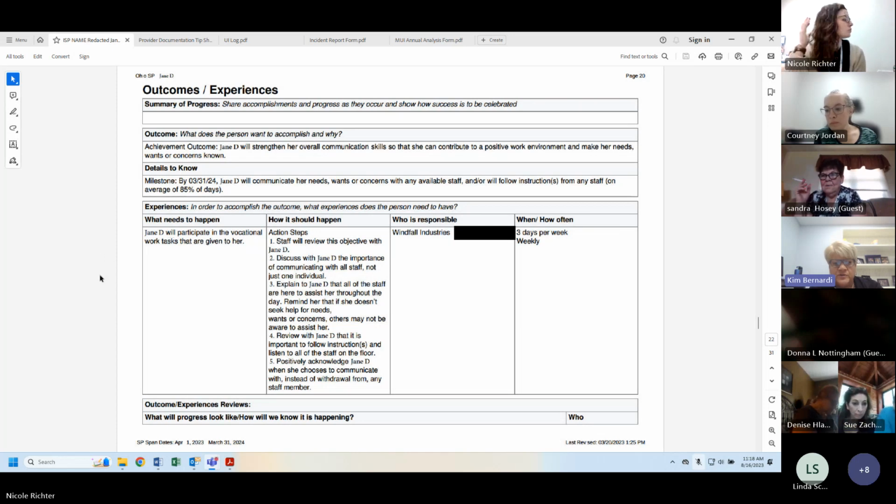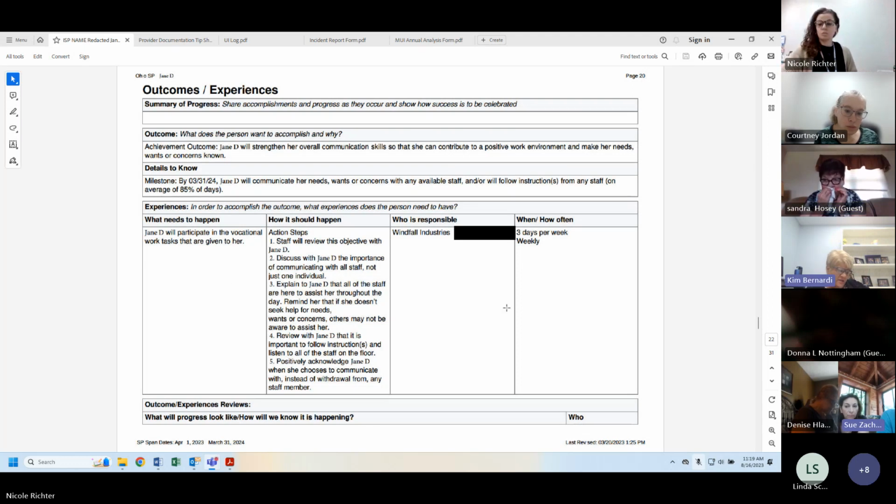The first one is staff will review this objective with Jane. Next one will be discussed with Jane the importance of communicating with all staff, not just one individual. So that's the way she opens up her communication skills. Explain to Jane that all the staff here are here to assist her. Remind her that if she doesn't seek help for needs, wants, or concerns, others may not be able to assist her. So on and on. I'm going to show you an achievement outcome form that'll show you this. But so far you've got the known and likely risks and the outcome experiences where you need to look for your doc sheets.